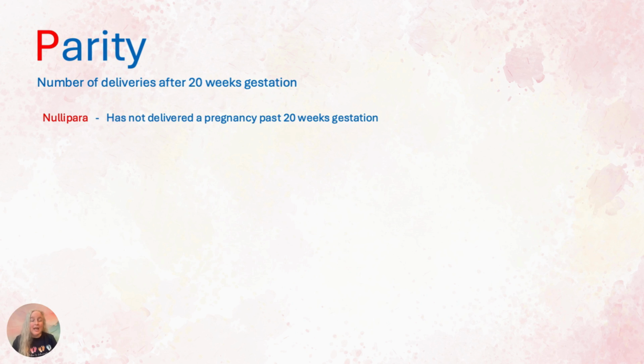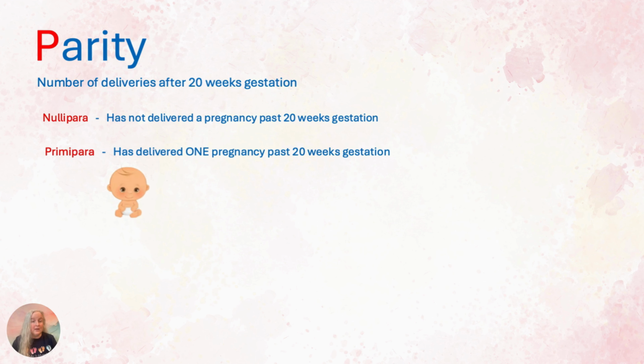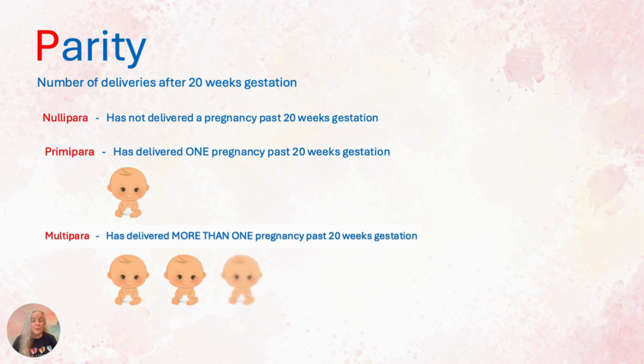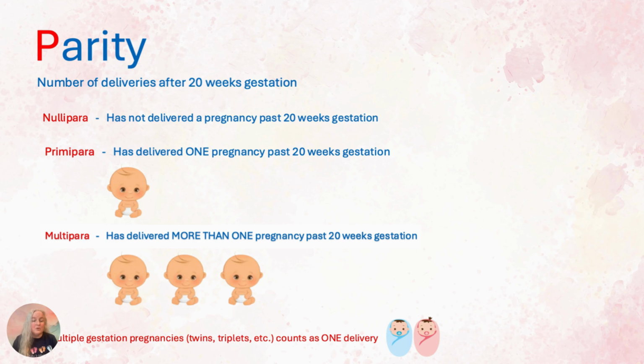If she has not had a delivery past 20 weeks, she's considered a Nullipara. If she has delivered one pregnancy past 20 weeks of gestation, she's considered a Primipara. And if she has delivered more than one pregnancy past 20 weeks gestation, she's considered a Multipara. It's also important to remember that multiple gestation pregnancies, twins, triplets, and beyond, are still counted as one delivery, the same as they're counted as one pregnancy.